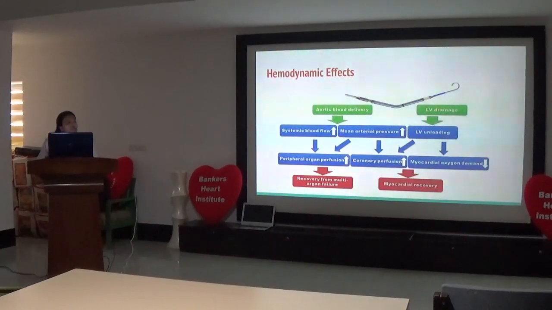Moreover, we are basically doing the LV's work. So with LV drainage, we are unloading the LV's pressure, which thus reduces LV workload and myocardial oxygen demand, which again helps in myocardial recovery. So these are the basic hemodynamic effects that we are searching for.